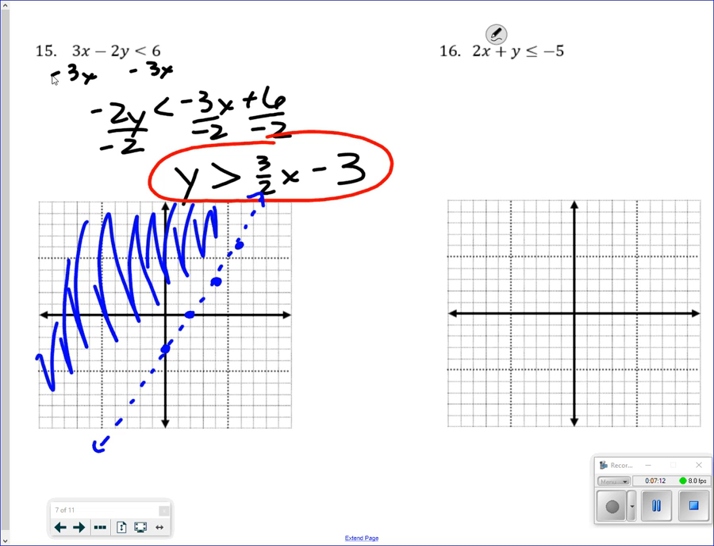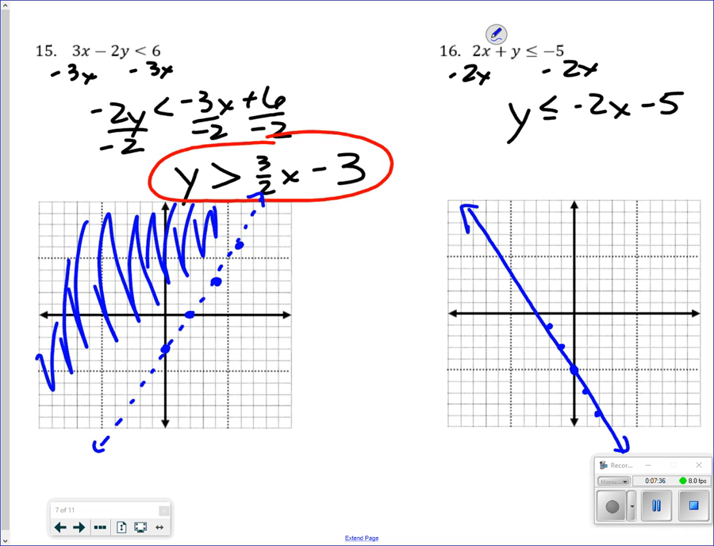Next one, I'm going to subtract 2x. I'm going to subtract 2x to move it to the other side. Graph. Crosses the y-axis at (0, -5). -2 is the slope, so it goes down 2, to the right 1. Solid. The reason it's solid is because there's an equal to line. Shaded below because y is less than. So again, you're looking at the inequality symbol and deciding.